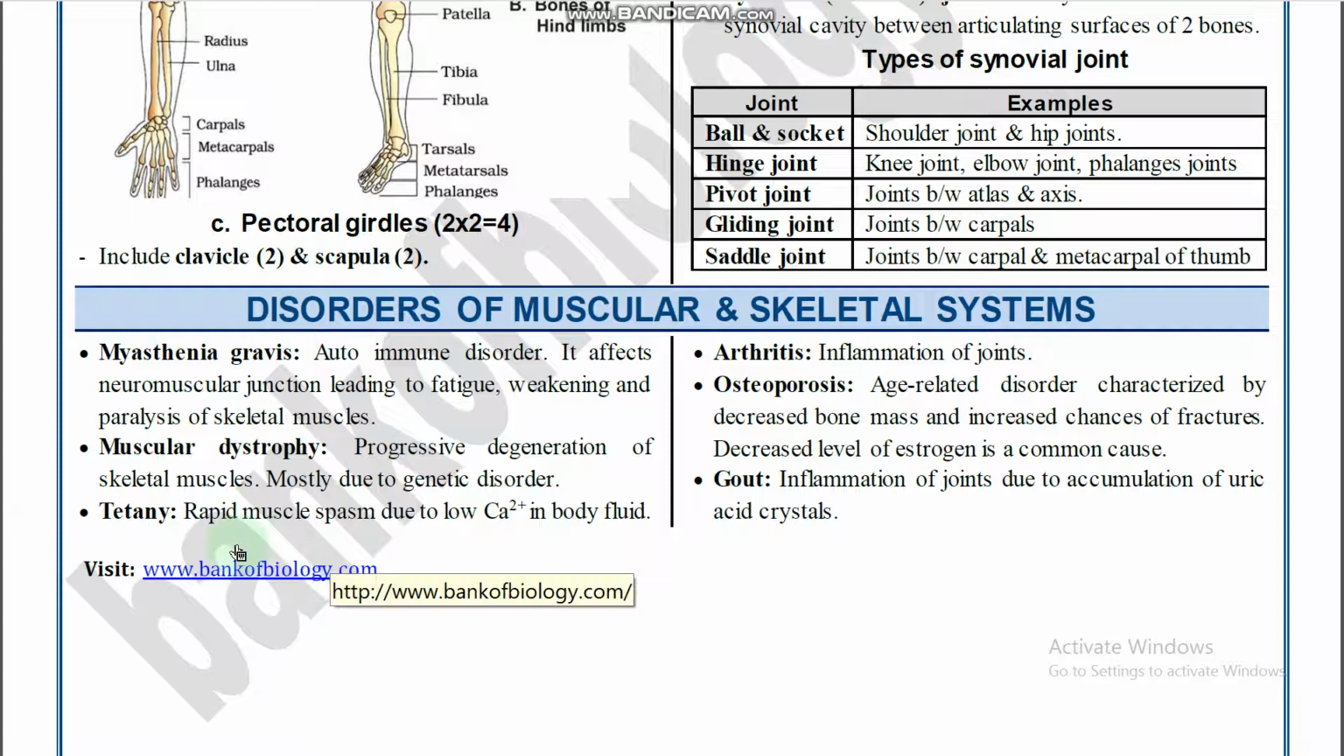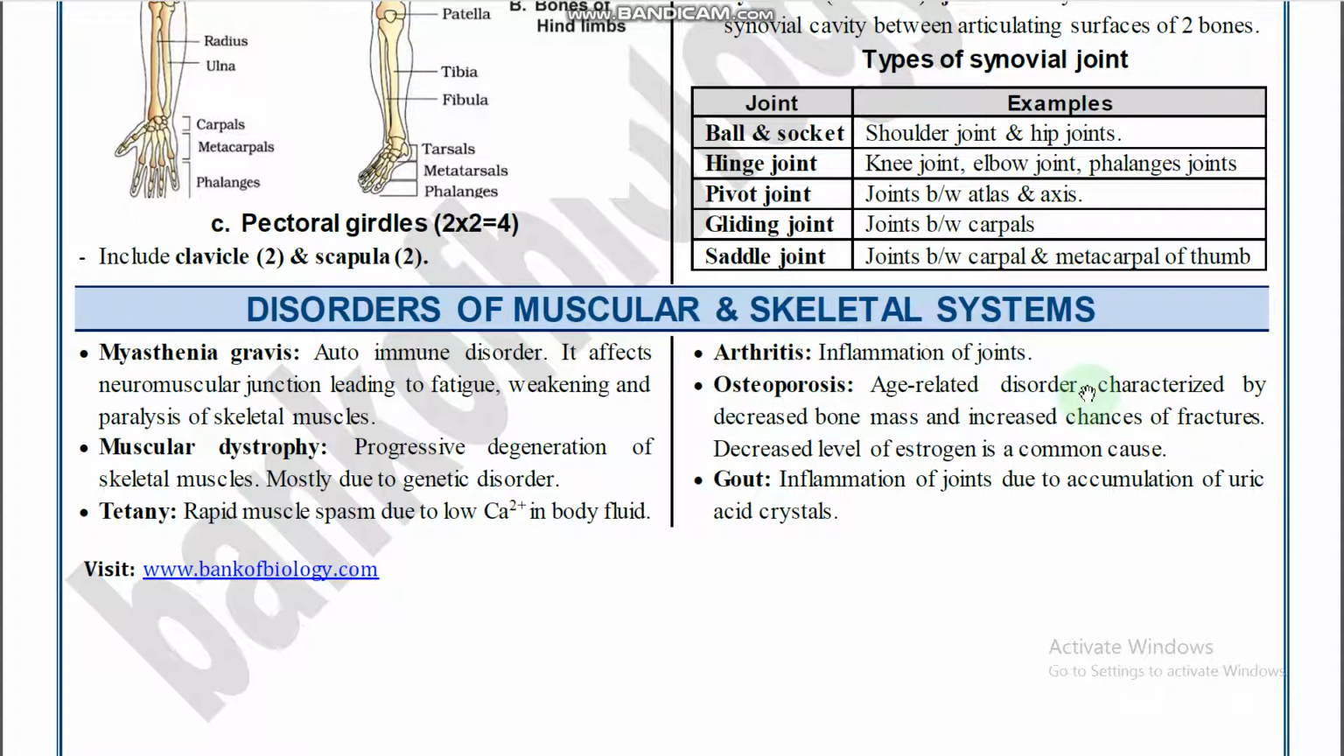And tetany is rapid muscle spasm due to low calcium. With low calcium in the body, rapid muscle spasms are exhibited, and that condition is called tetany. And arthritis is nothing but joint pain. Inflammation of joints is called arthritis.